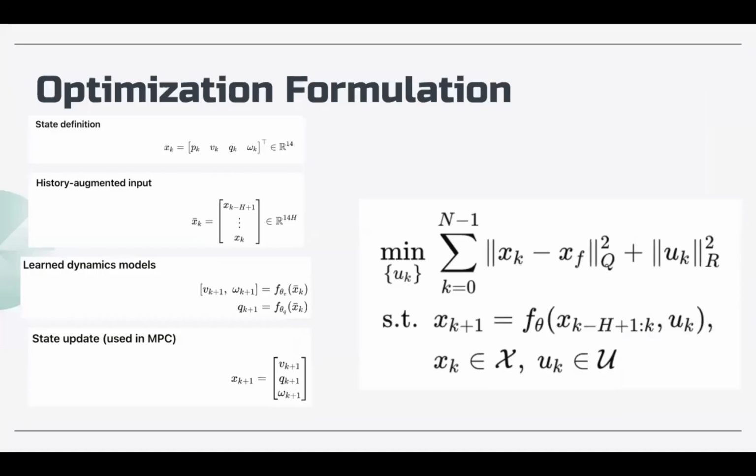Building upon that, we replaced the standard dynamics model inside MPC with the learned velocity and attitude models, which are trained on history-augmented state sequences. The state consists of position, velocity, quaternion orientation, and angular velocity, which is different from the 12D state of a regular quadcopter. These learned models predict the next velocity and attitude from a sliding window of past states. We embed these models directly into the MPC optimization using CasADi to solve the nonlinear receding horizon problem that penalizes state error and control, subject to the learned dynamics and actuator constraints.